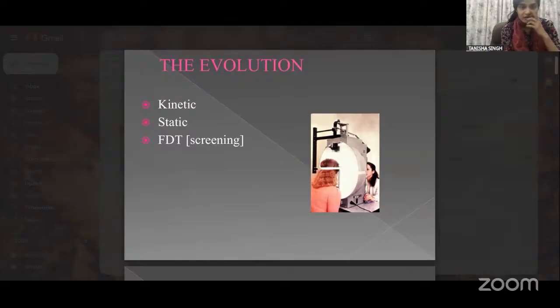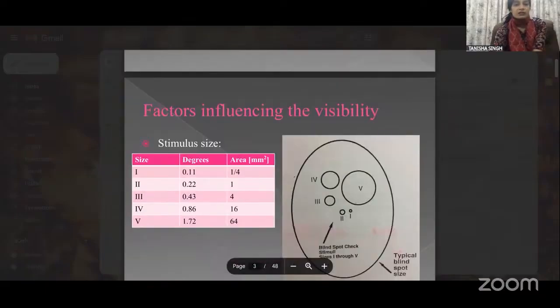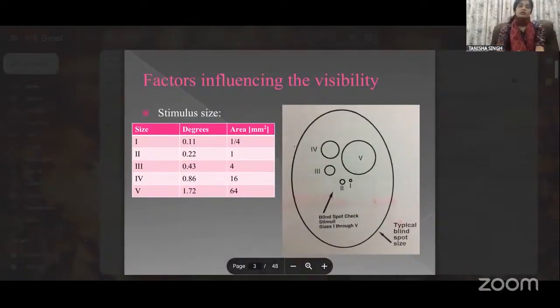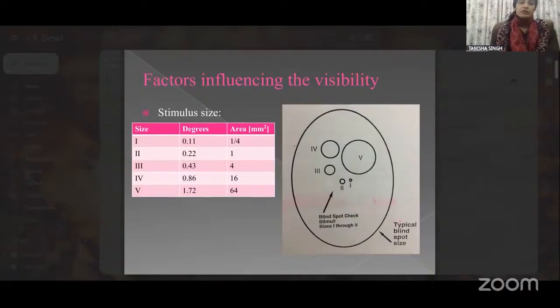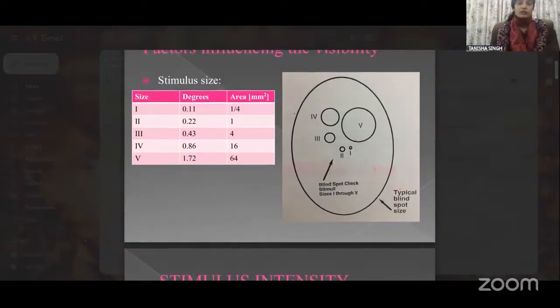So now the HFA has evolved, the field tests have evolved from kinetic to static, and also the frequency doubling technology, which is being used with low spatial frequency gratings to target the magnocellular pathway and detect glaucoma early. The factors influencing the visibility: the first one is the stimulus size. The most commonly used one is the Goldmann size 3. But in patients with advanced disease who have poor visibility, larger sizes can be used, like size 5, or in our Humphrey machines, we have the large diamond, which can be chosen.